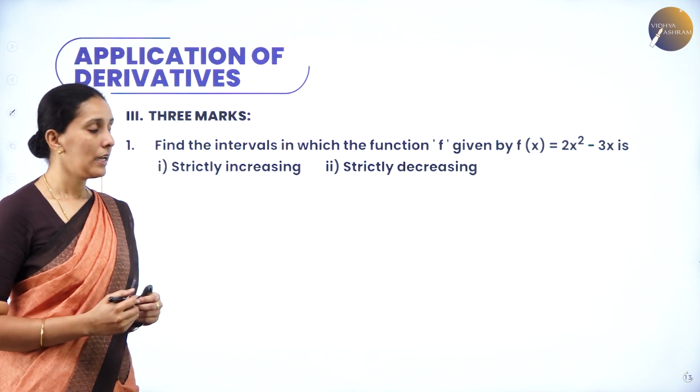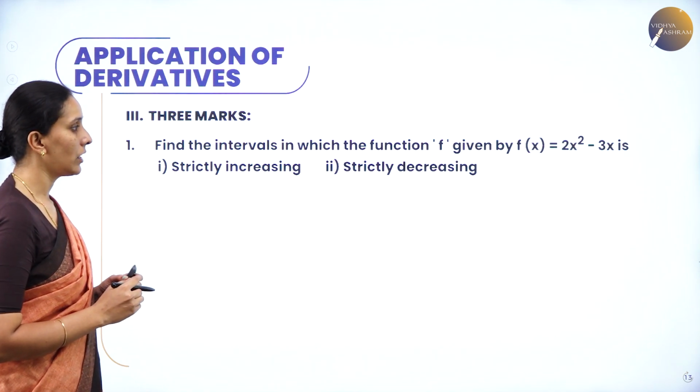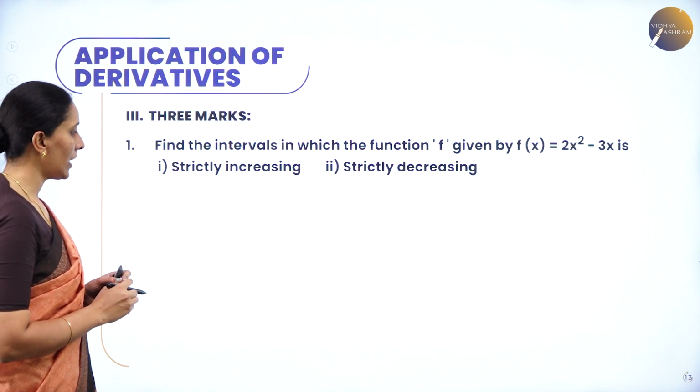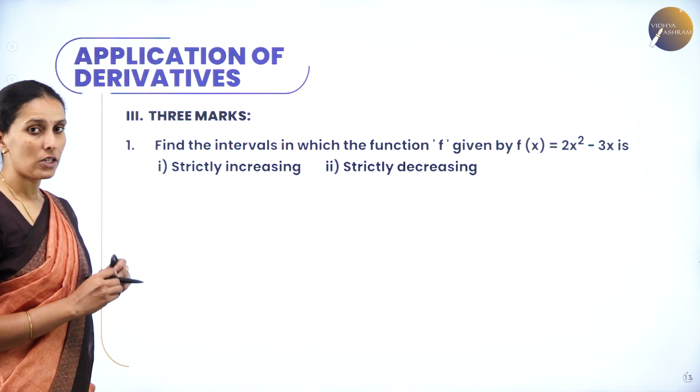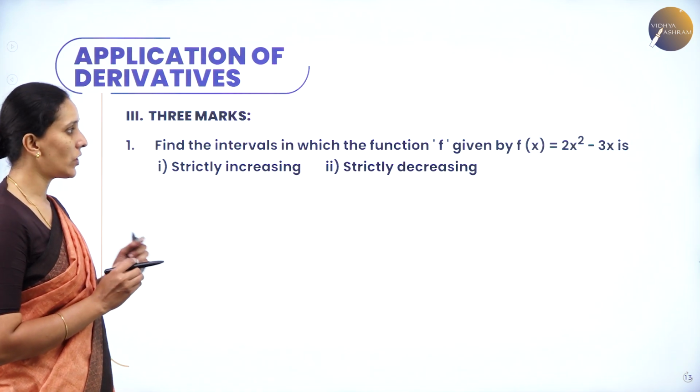So let's look at the 3-mark question. Find the intervals in which the function f given by f of x is equal to 2x square minus 3x is strictly increasing, strictly decreasing. So we need to find out the intervals where the function is strictly increasing and strictly decreasing.